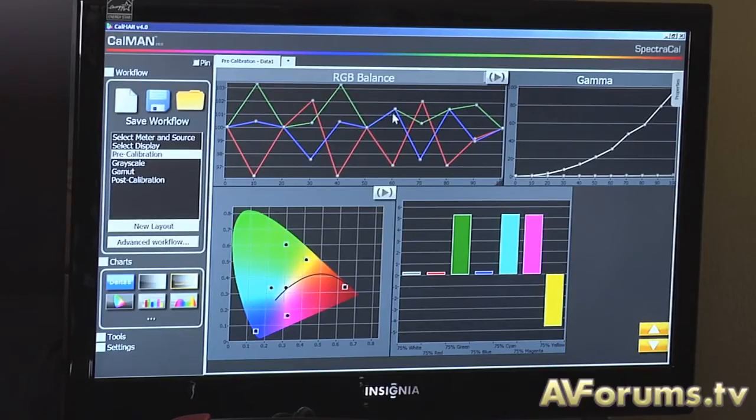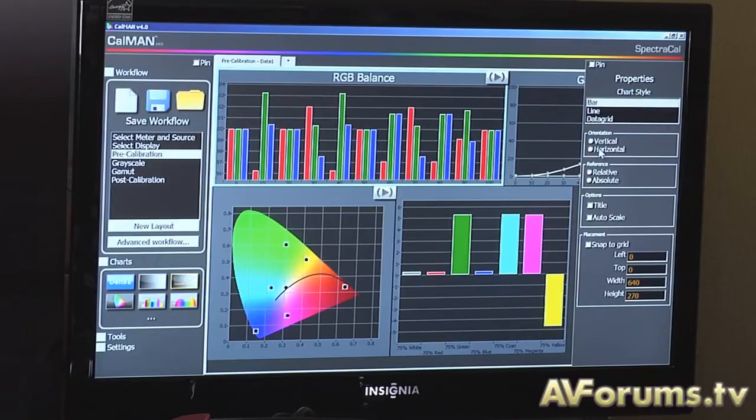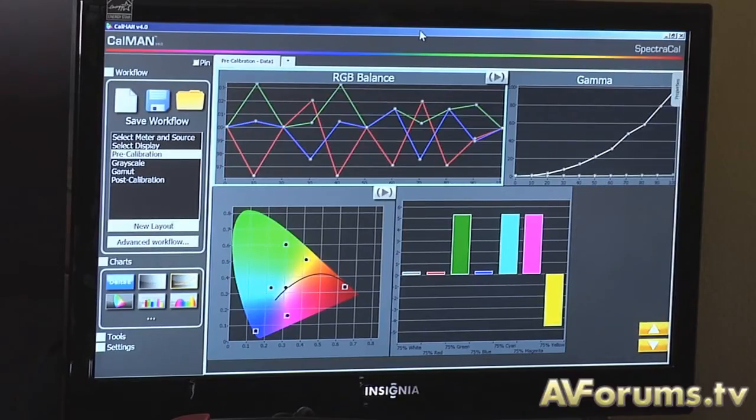I can go up here, and if I don't like a line chart and I want a bar chart, I can go over and change properties and say that I want a bar chart, or I want the bar chart to be horizontal or vertical. And so it's really easy for the user to select the type of interfaces or the types of data that they're accustomed to looking at.